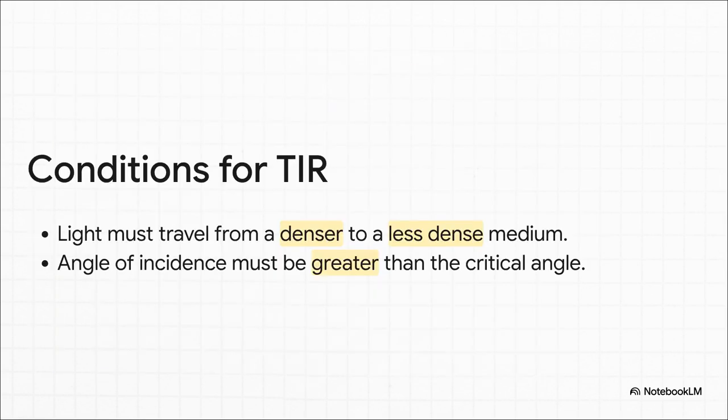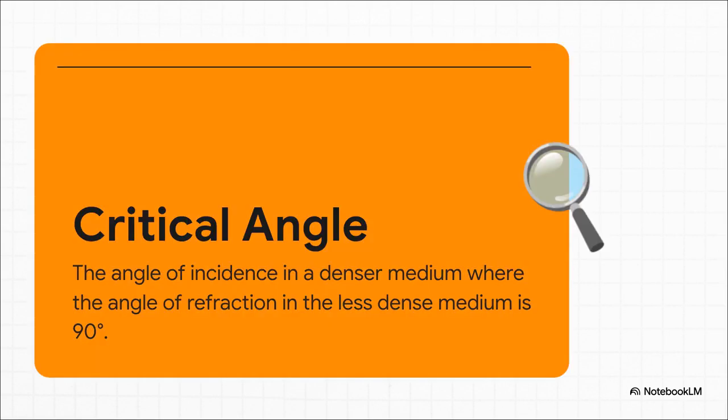But this light-trapping magic doesn't just happen whenever. There are two very specific conditions that have to be met. First, the light absolutely must be going from a more dense material to a less dense one. So think glass to air, not the other way around. And second, it has to hit that boundary at a pretty steep angle, an angle that's bigger than something we call the critical angle.